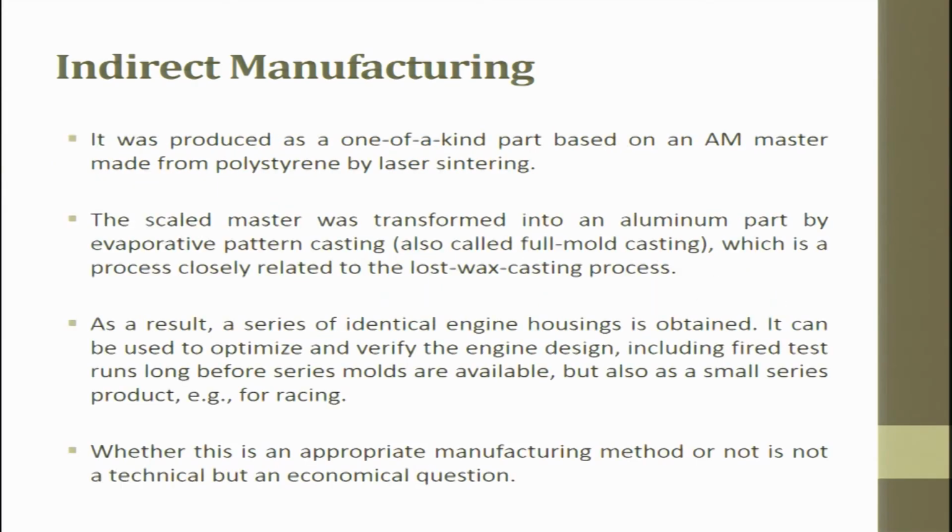So, indirect manufacturing was produced as a one of a kind part based on an AM master made from polystyrene by laser sintering. We will see later what the laser sintering process is, but we just note down this word, laser sintering process. Laser sintering is where you are using powder as the starting material, and these powders are glued to each other by using a heat source, and this heat source is nothing but a laser.